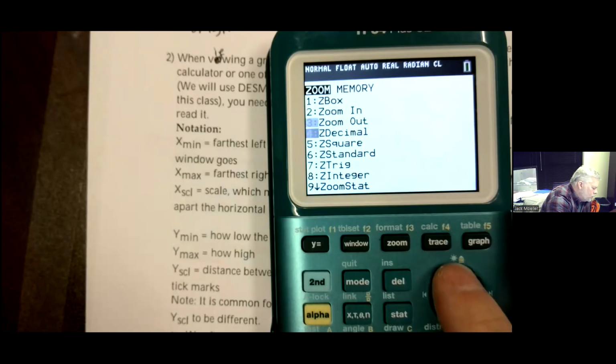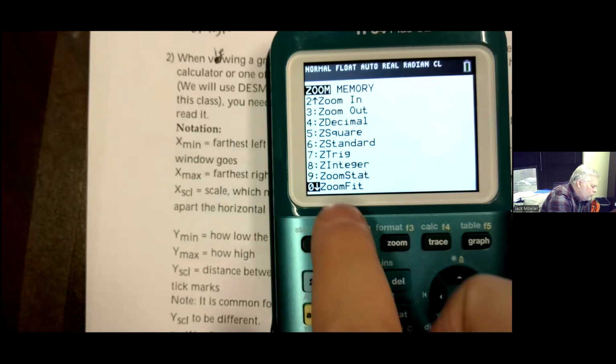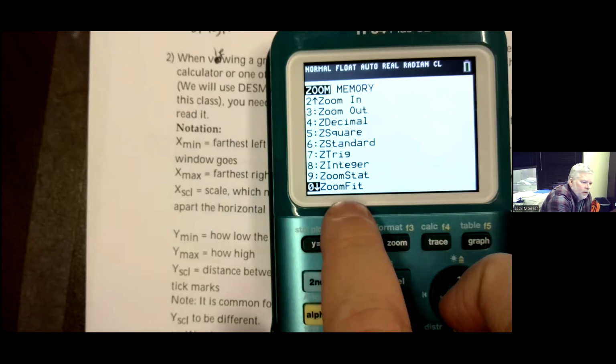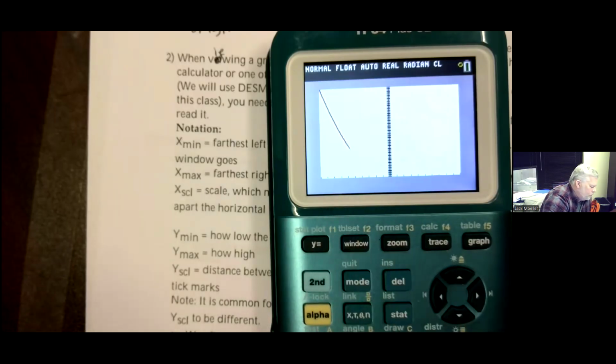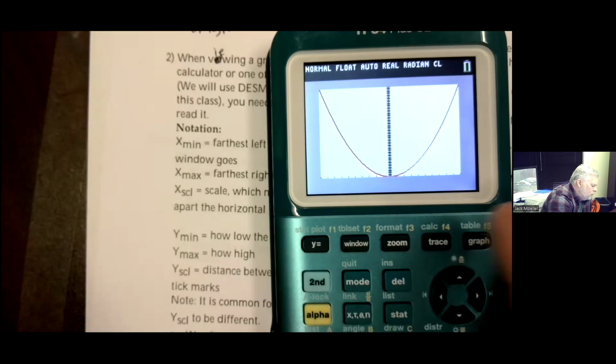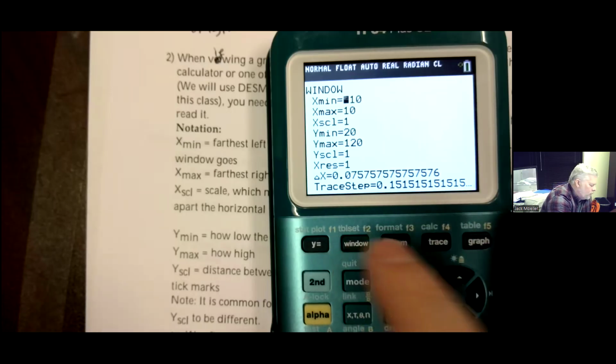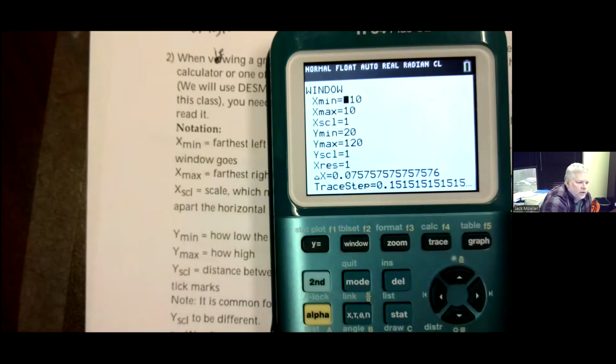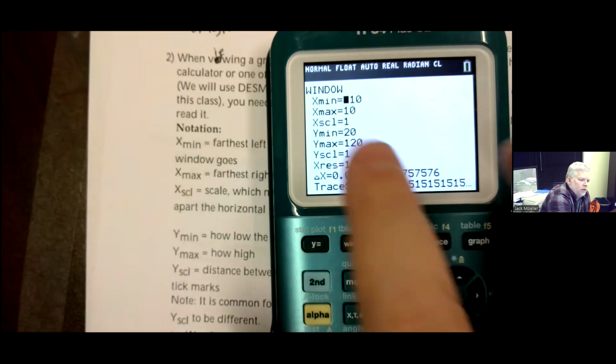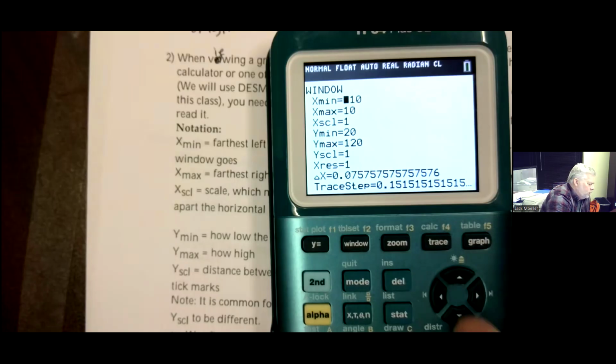So there is a zoom out, which does like you think it does. There's also a zoom fit all the way down there at 10. What that does is it finds the graph and gives you a picture, but what are we looking at? Then you have to go back to the window and see what you're looking at. Okay, so it's still -10 to 10 in the X direction, but now the Y direction is starting at 20 and going up to 120.